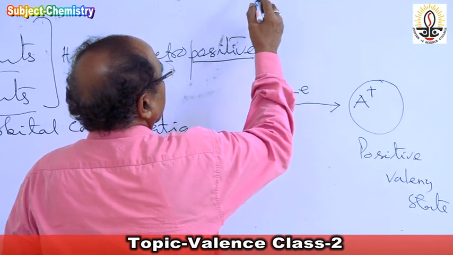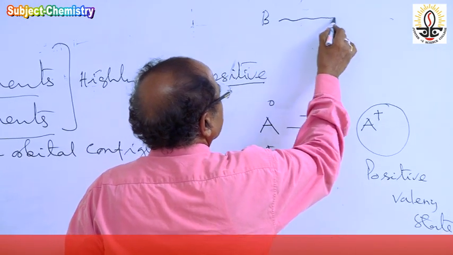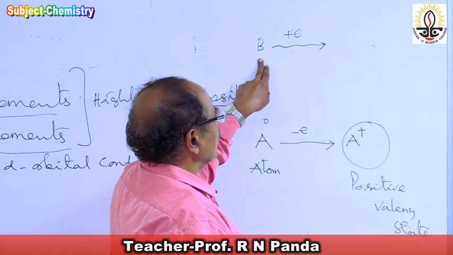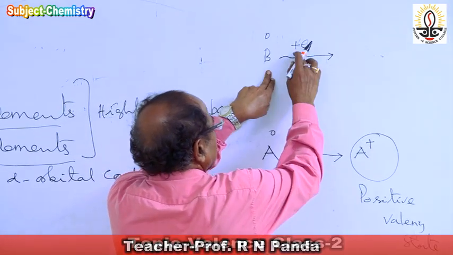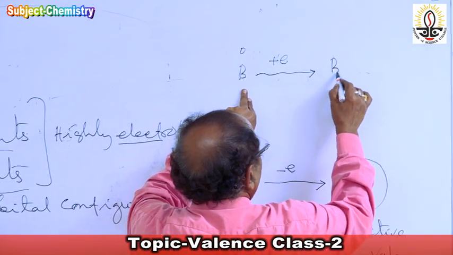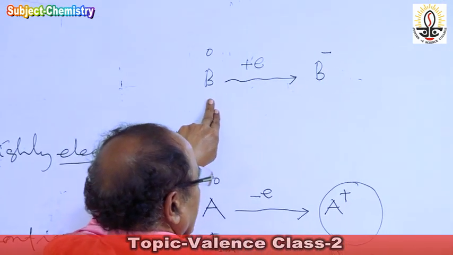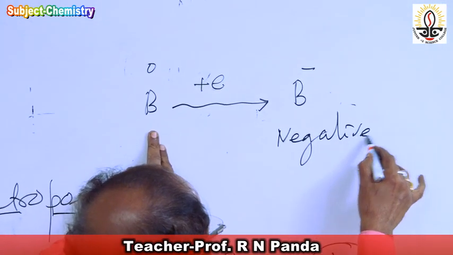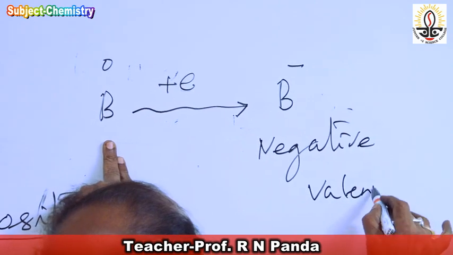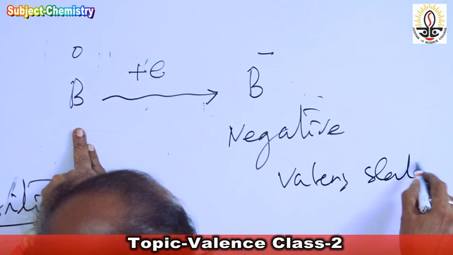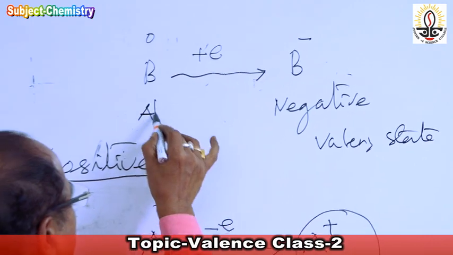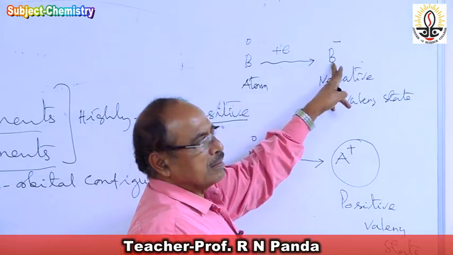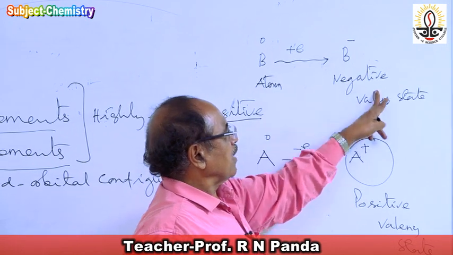Suppose another atom is there. Suppose B is an atom which takes electron. Number of electrons are equal to number of protons. Now one electron is increasing. So this becomes B minus. And this is the negative valence state. And this is also atom. In the atom it is 0. But when it takes electron and combines, it becomes B minus, negative valence state.